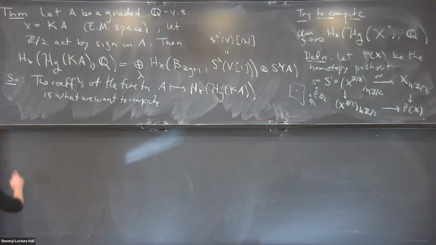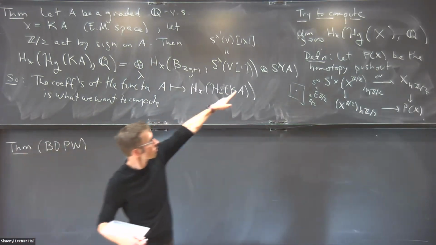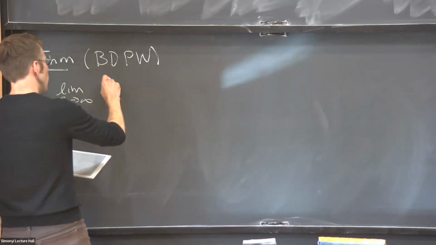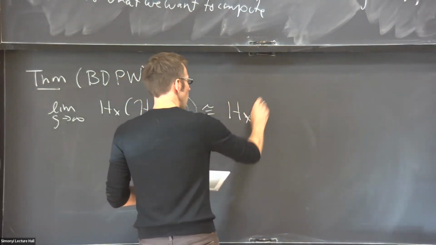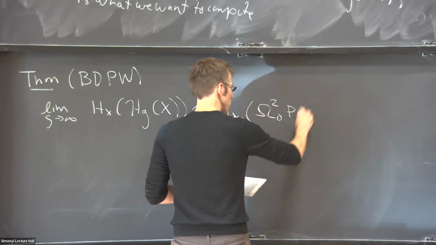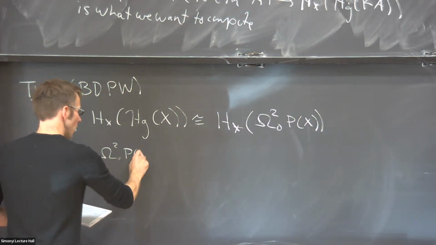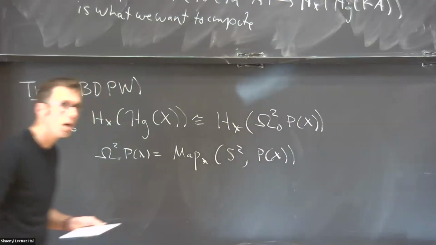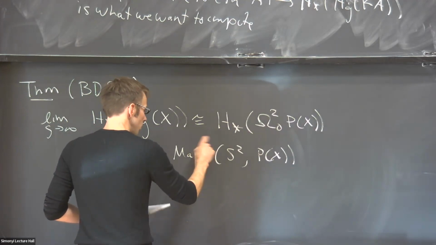Okay. All right. So the main topological theorem of our paper tells you how to compute this in terms of that. The limit as g tends to infinity of the homology of H_g of X is isomorphic to the homology of, and now I'll write it in terms that will make the homotopy theorists happy, and I'll explain it in just a minute, Omega^2 of P of X. This is based maps from the 2-sphere to P of X. And Omega^2_0 are the null homotopic ones, the space of degree 0.